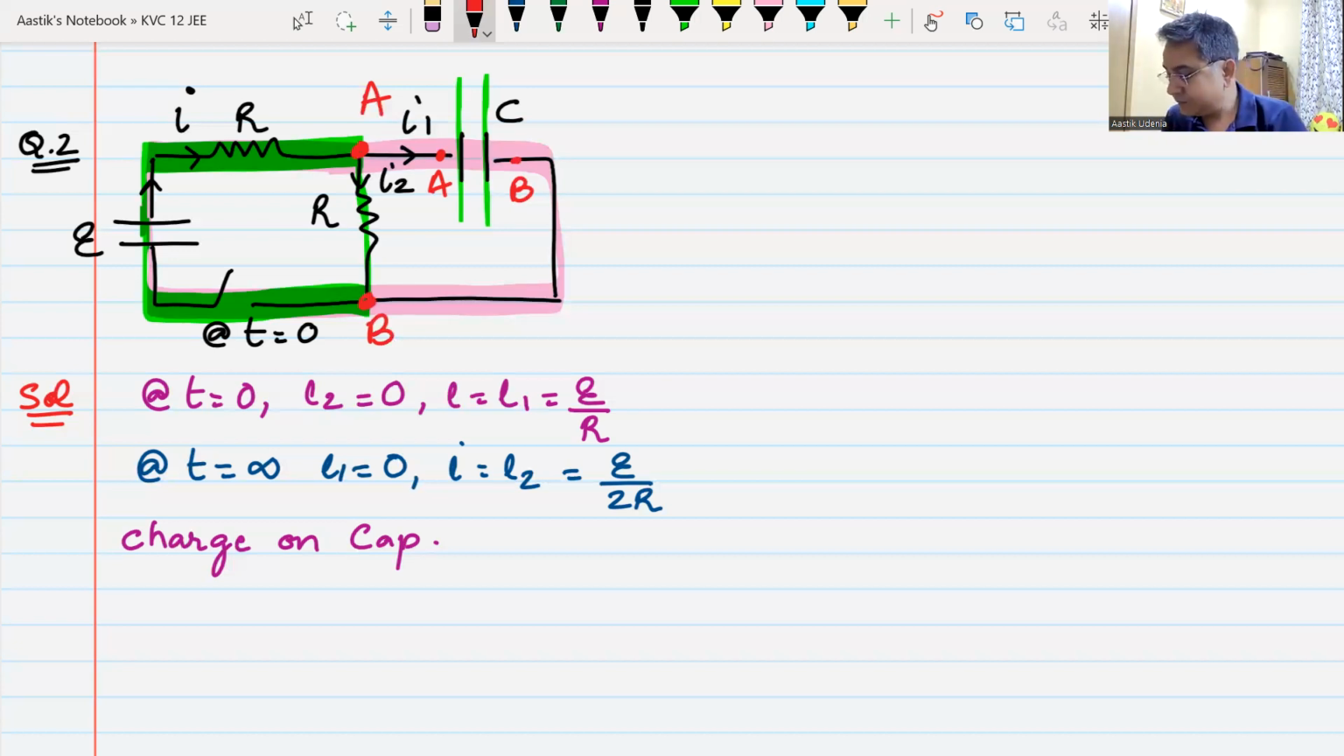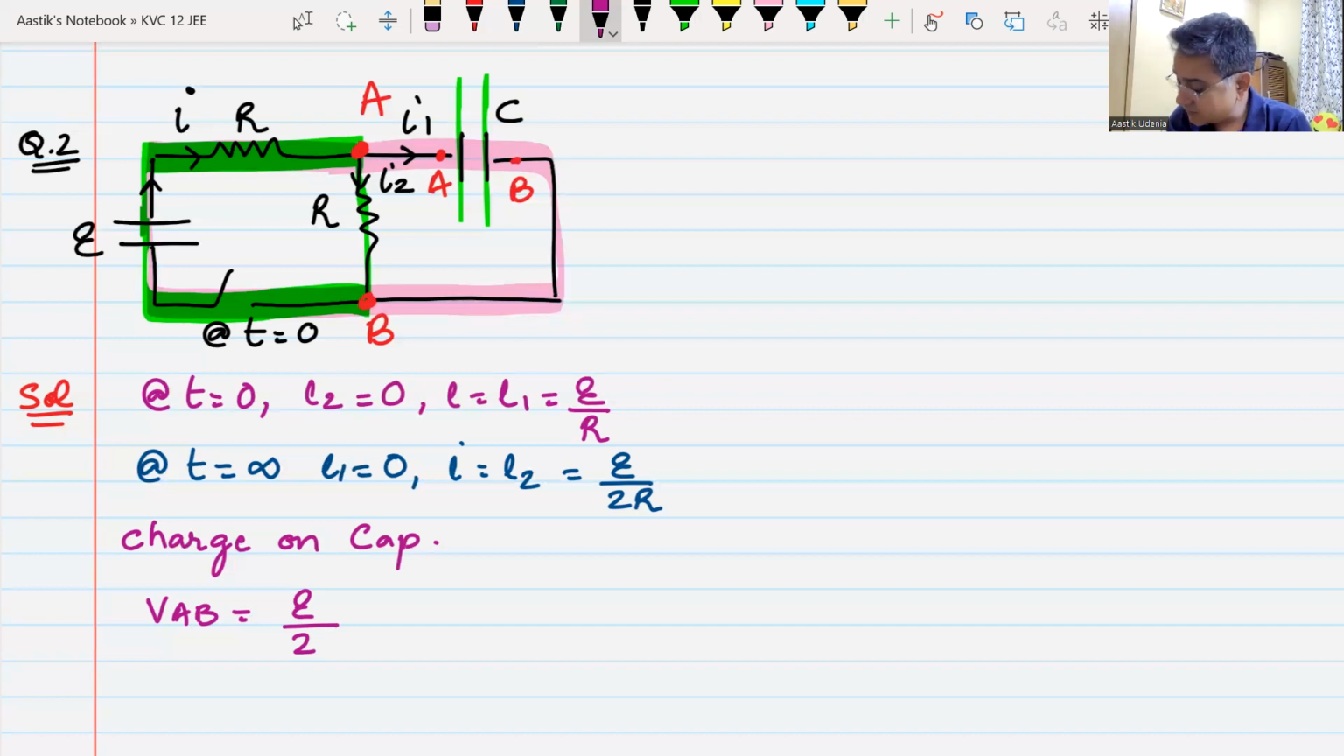So I have to find out the potential difference between A and B. And what is the potential difference between A and B? It will be I2 into R, and I2 is E by 2R. Do we understand this? Yes, sir.